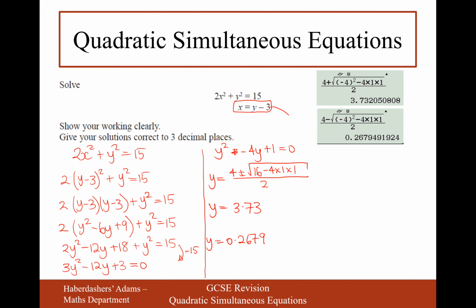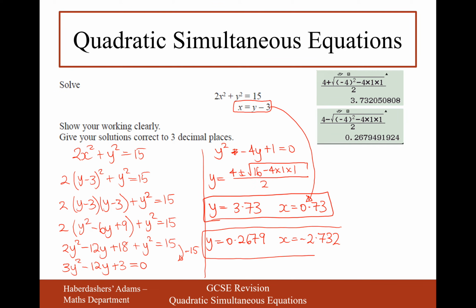Then we need to work out the x part of this solution, so we can use the easier of the two equations. All we need to do is take away 3 from the y equation and we're there. So x is going to equal either 0.73 for this pair of solutions here, or x is going to equal this minus 3, let's do it on the calculator, 0.2679 minus 3 equals minus 2.732.